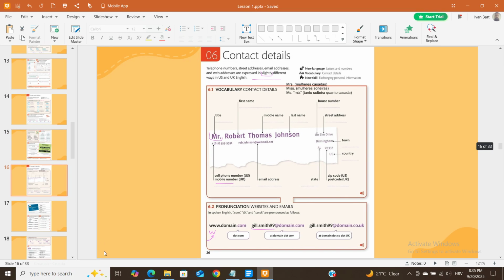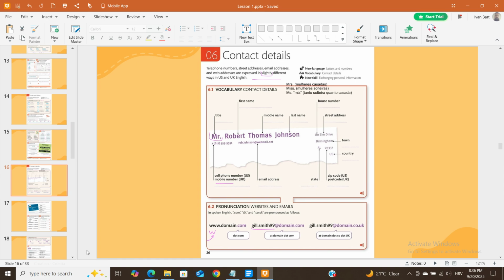25:06 Contact details. Telephone numbers, street addresses, email addresses, and web addresses are expressed in slightly different ways in US and UK English. 6.1 Vocabulary: Contact details. First name. New language: letters and numbers, vocabulary, contact details.